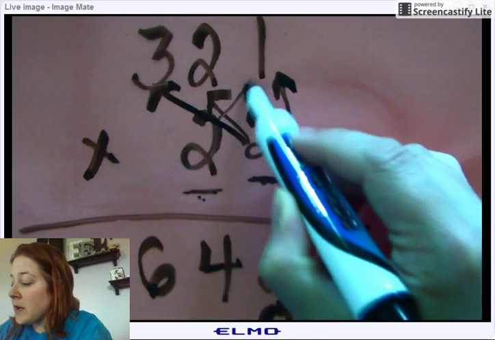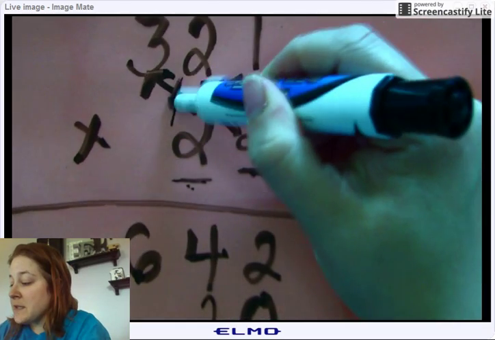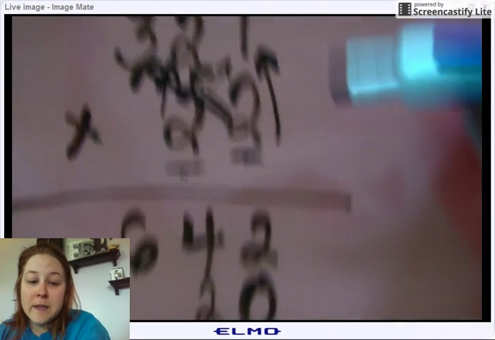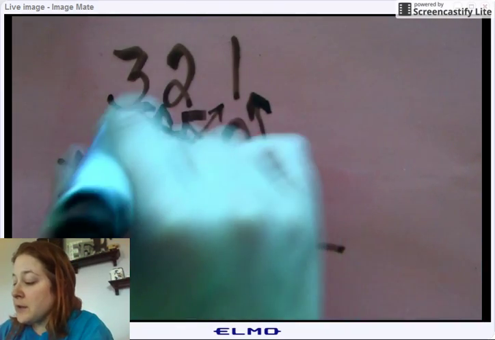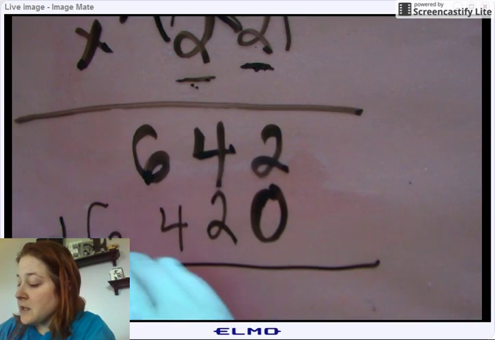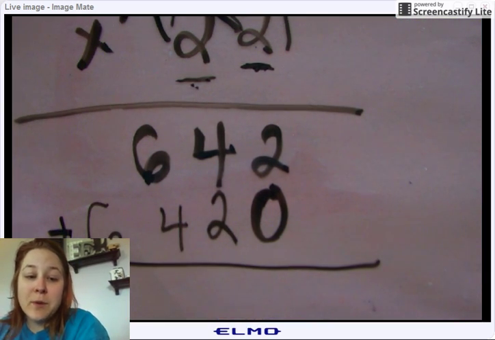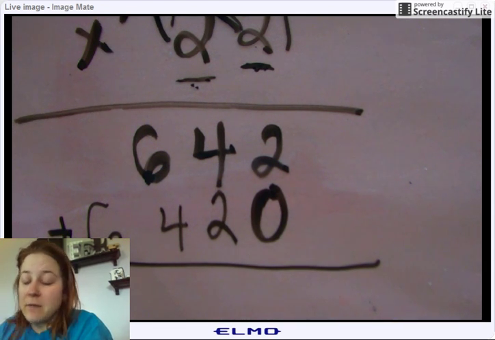So 2 times 1 is 2. 2 times 2 is 4. And the last number, 2 times 3, which is 6. You'll notice the big thing in this case is making sure you lined up your numbers, because if you don't line up your numbers, you're going to end up adding completely wrong.